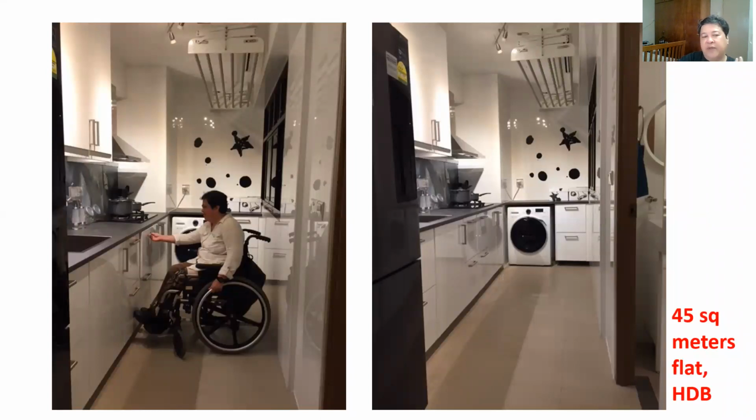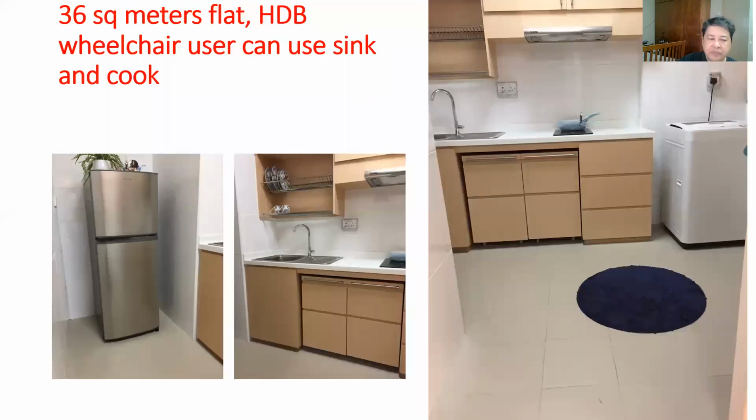Another example of an HDB flat, but the bigger unit, 45 square meters, where you could actually turn around in a 1.2 meter corridor space. Although there's a limitation in terms of the knee space, they consider a bigger, wider space for ease of travel, ease of entering in. And also for the 36 square meters, you can take out the pedestal cabinet and use the sink with the knee space in there.